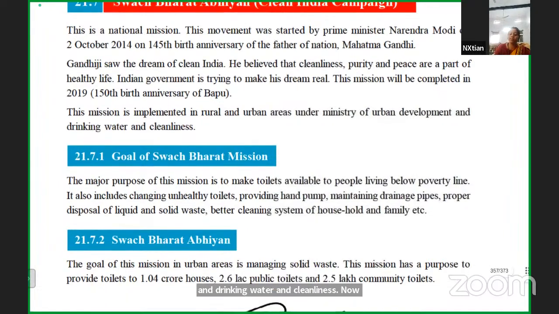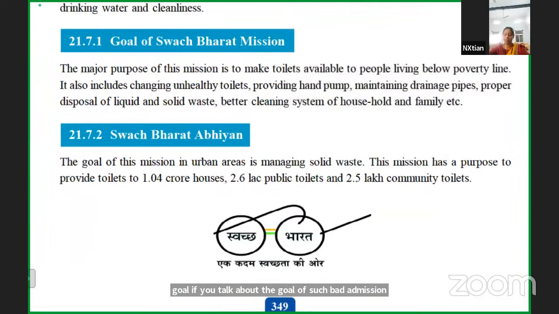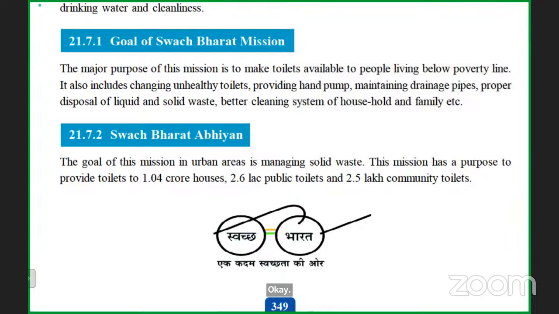Now, what was its goal? The main purpose of the Swachh Bharat mission is to make toilets available to people living below the poverty line. Excuse me, ma'am. Yes, Abraham. It says on Google that this mission is completed and achieved everything it wanted. Yes, it is completed. Since 2019 has already passed, this mission is completed. And yes, they were able to achieve it to a great extent.